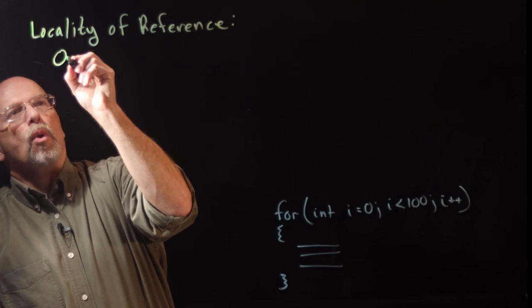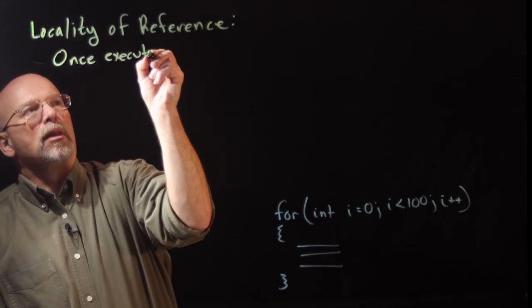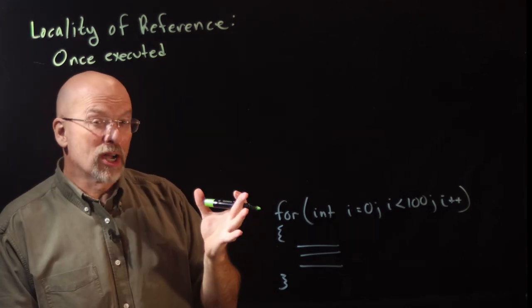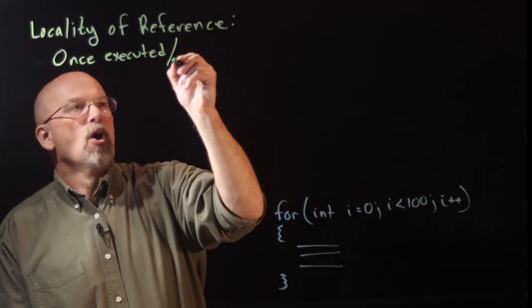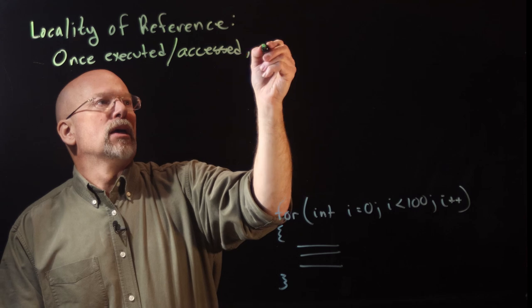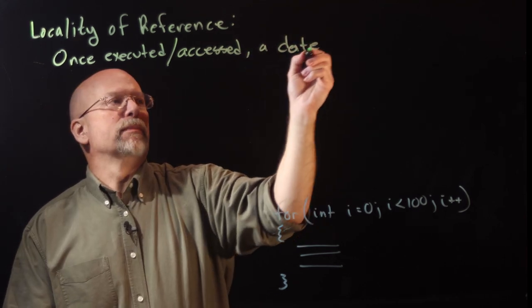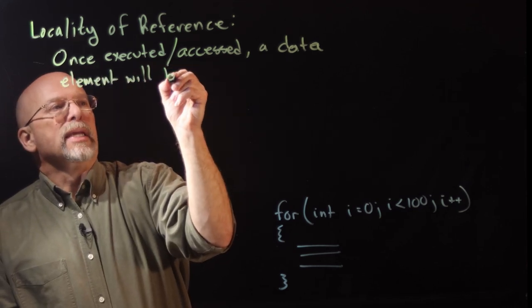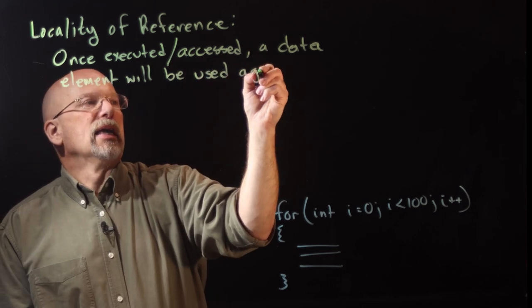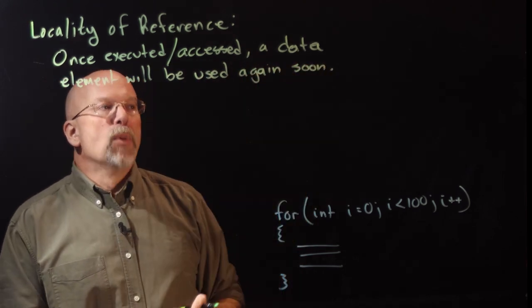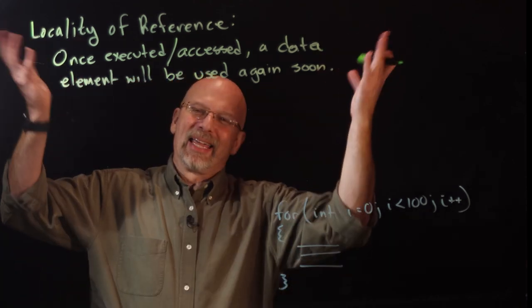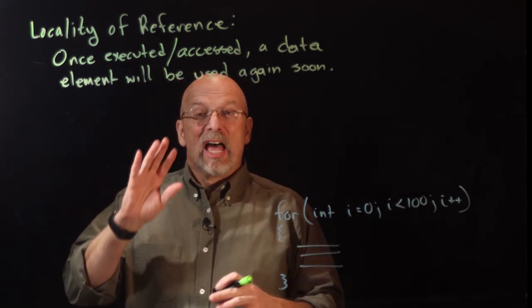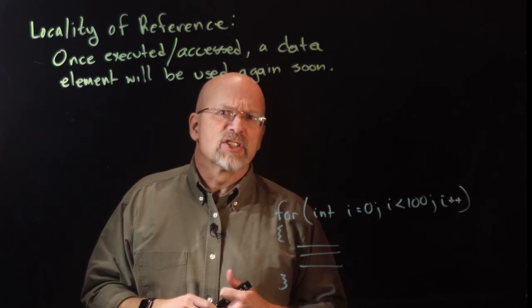First of all, it says that once executed, or I probably should have put a better word there, accessed would be a better word, because we're also talking about data here, not just instructions, once executed or accessed, a data element, an element from memory, will be used again soon. I'm missing some words there, but I don't have a whole lot of room here on this screen. So let me try that again. Once used, once accessed, an element, data or instruction, more than likely is going to be needed again.